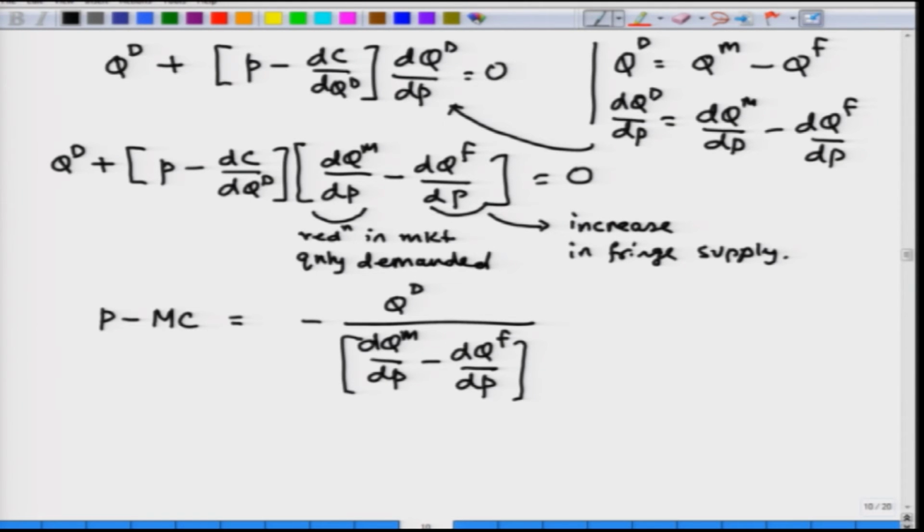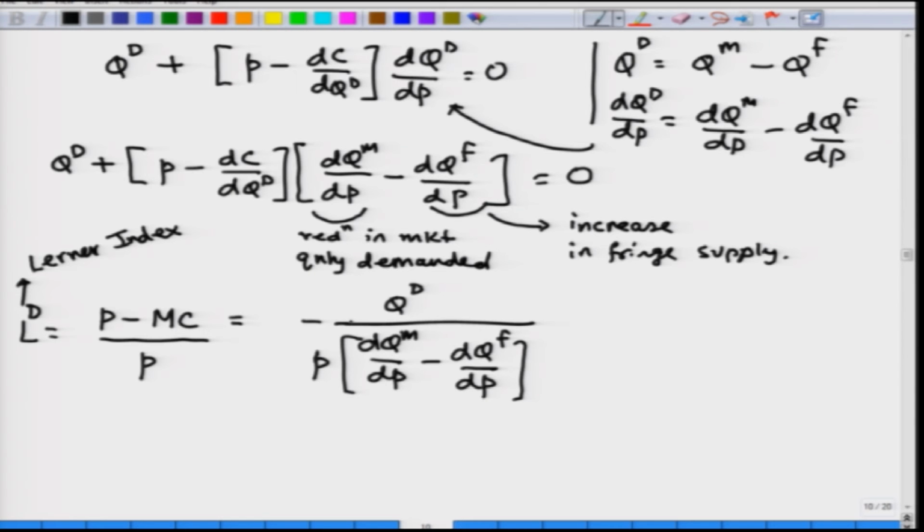Now, we also know the Lerner index of market power, which measures the market power of a firm, is essentially P minus MC divided by the price. So, if I were to do that algebra here, I would again have a P here.